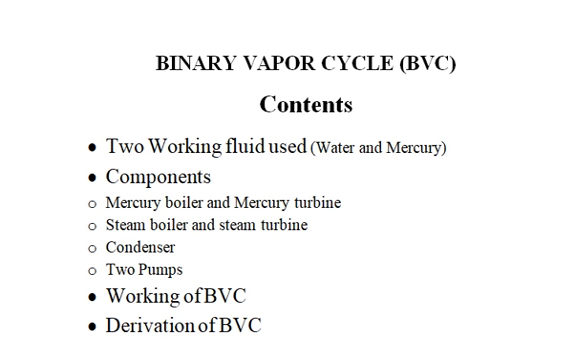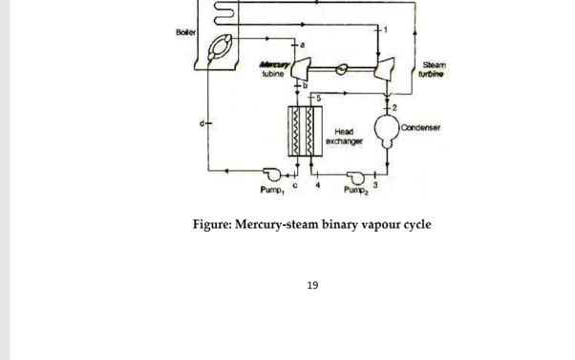In this binary vapor cycle, the contents are: two working fluids used, water and mercury. Second, its components, that is the mercury boiler and mercury turbine, steam boiler and steam turbine, condenser and two pumps, and the working of the binary vapor cycle and derivation of the binary vapor cycle. First of all, we discuss the main components of this cycle.